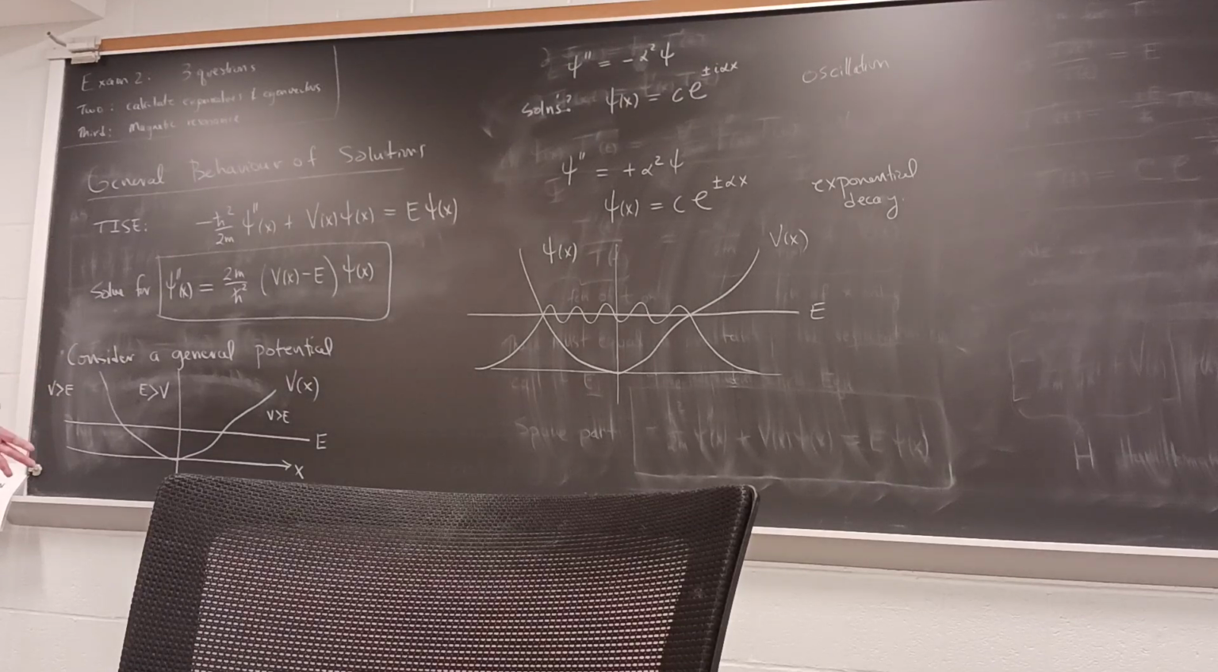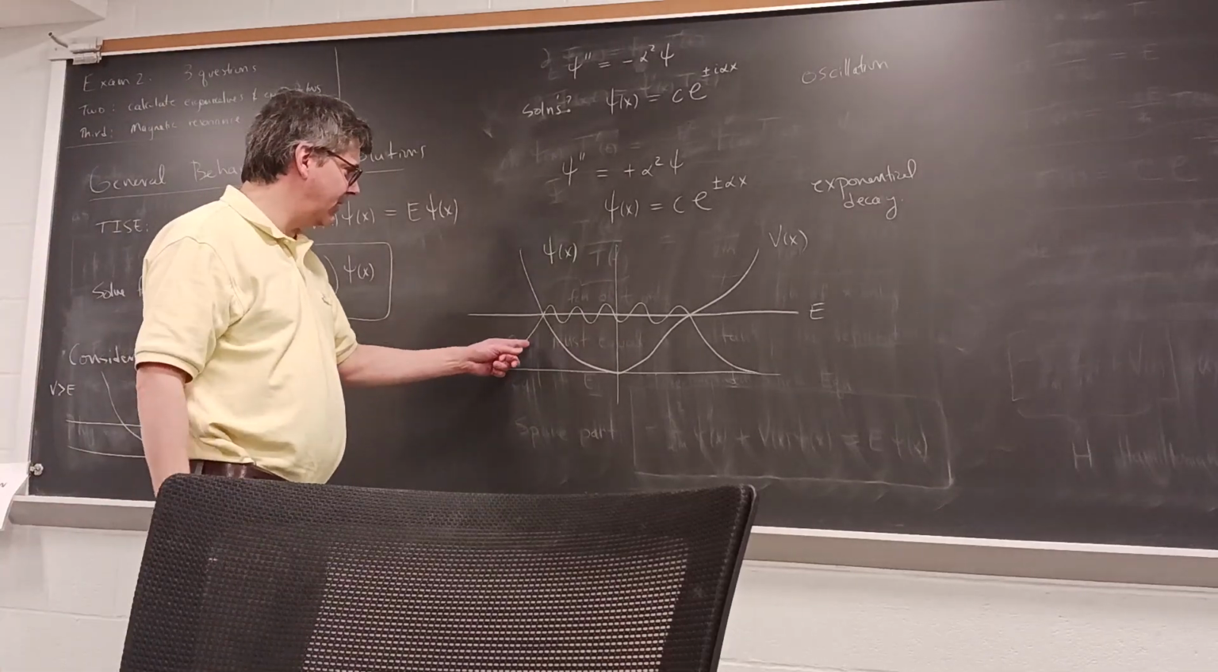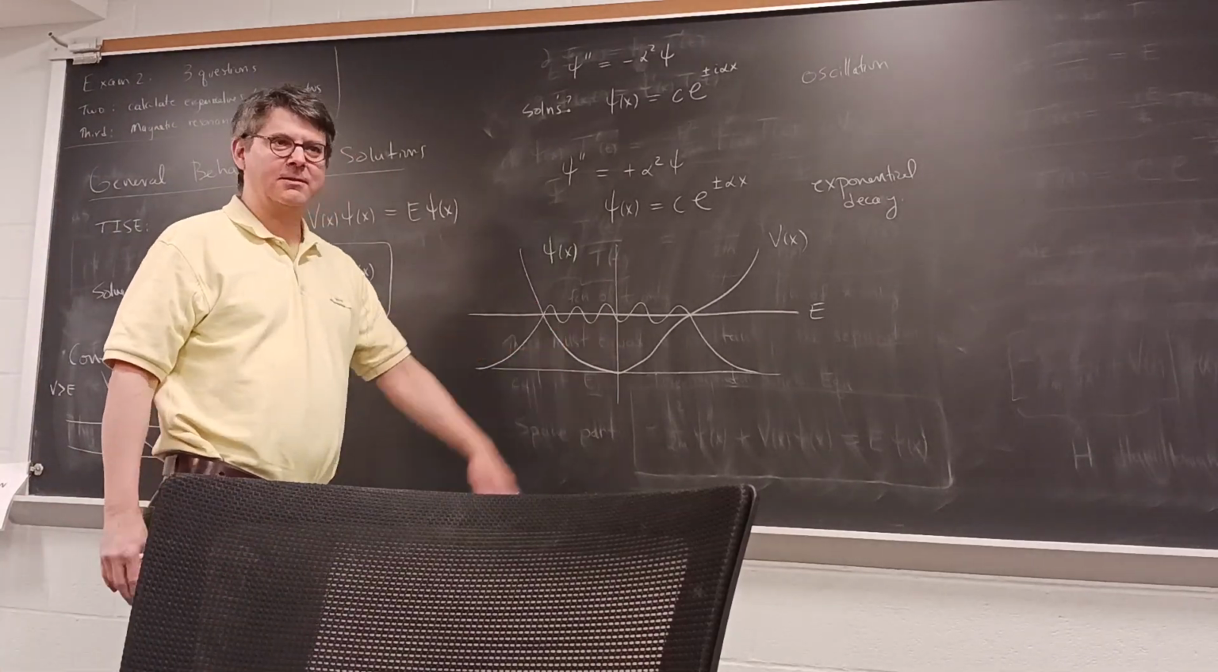All right, that's really all there is to it. You can look now at any one-dimensional potential and you know the solution. You don't know it exactly, but you know where it decreases exponentially and you know where it oscillates.